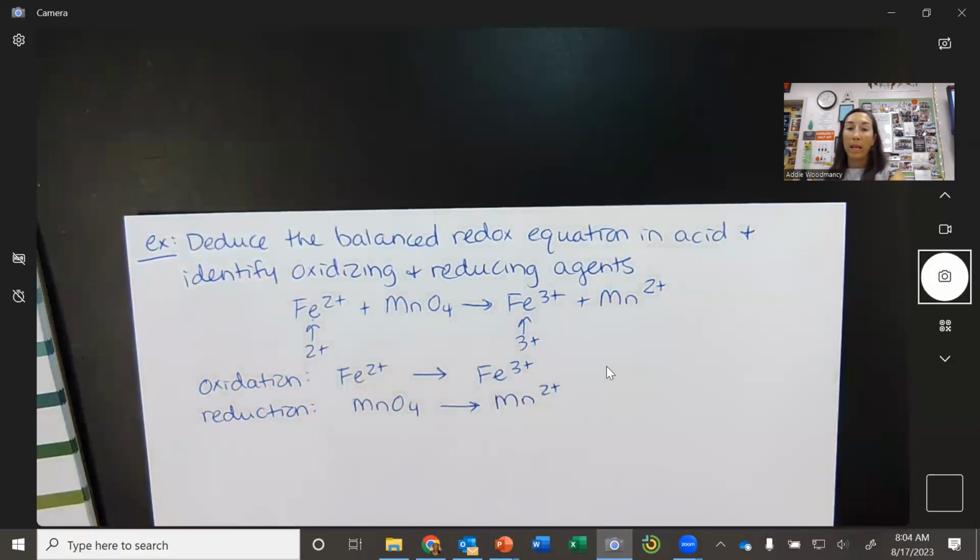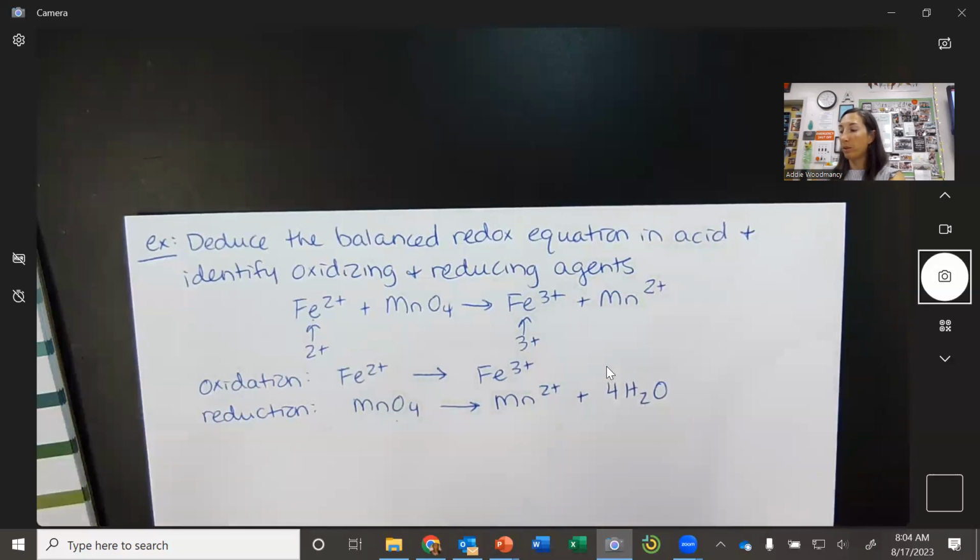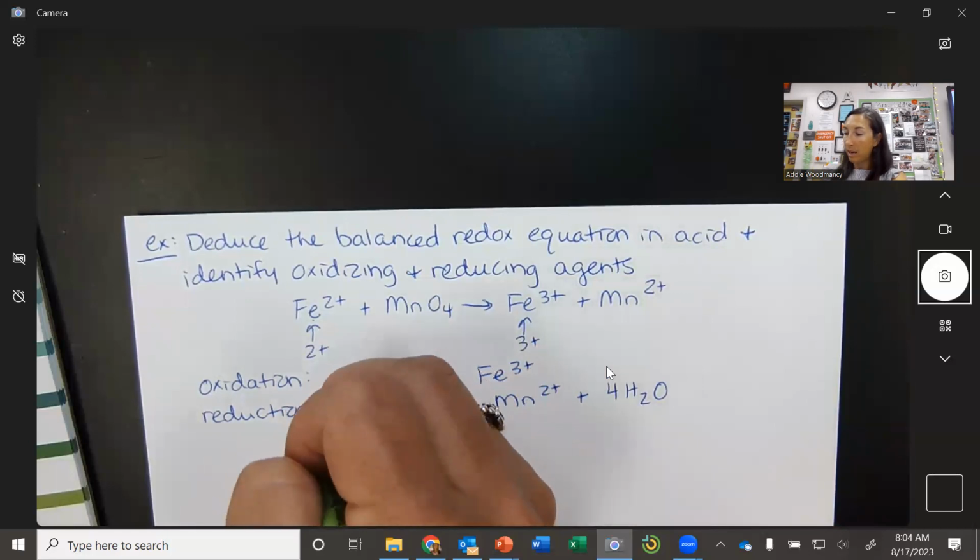All right, so now, once again, start with your oxygens by adding water. No oxygens here, 4 oxygens here. So I need to add how many water molecules to the right-hand side? 4. 4 water molecules. Now I balance my hydrogens. I have no hydrogens here, so I'm not going to add any hydrogens there. But I do have a total of 8 hydrogens now. So on this side, I need to add 8 hydrogen ions.